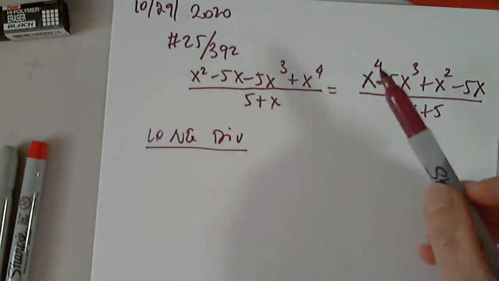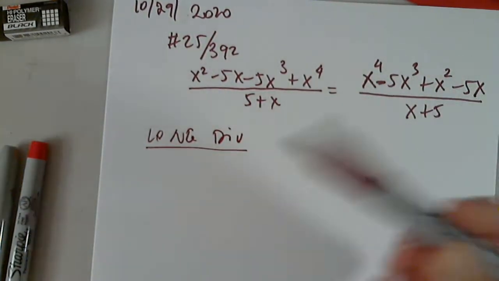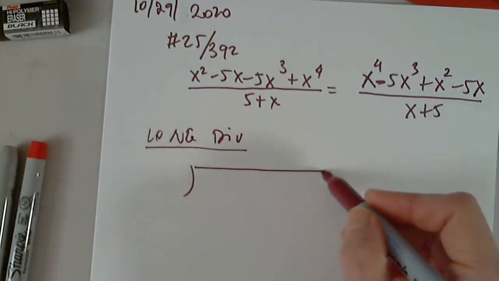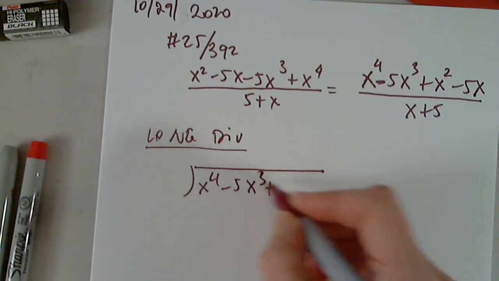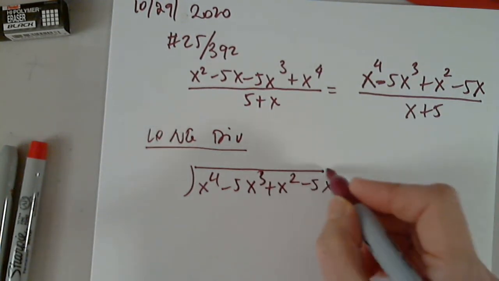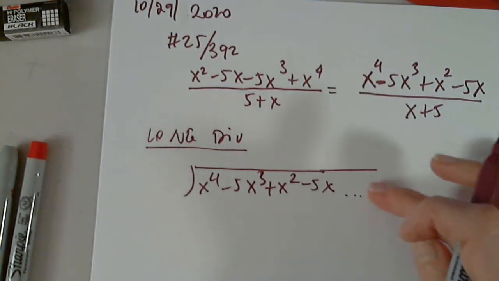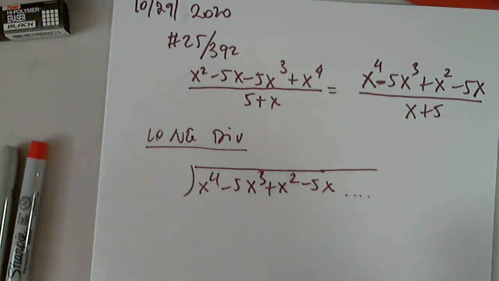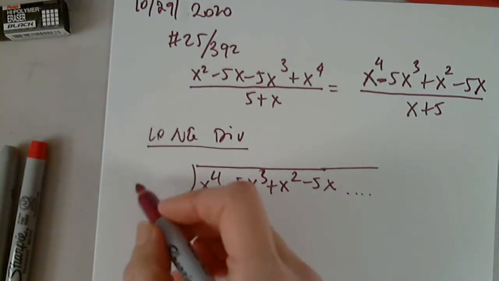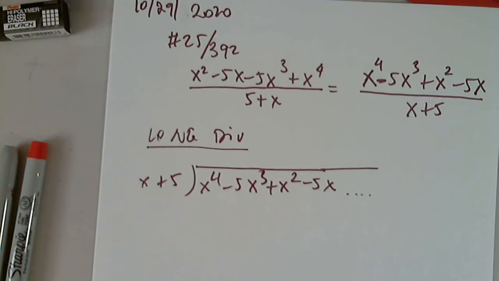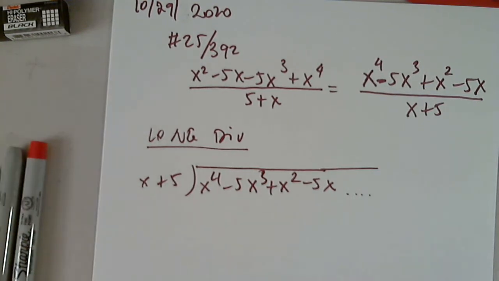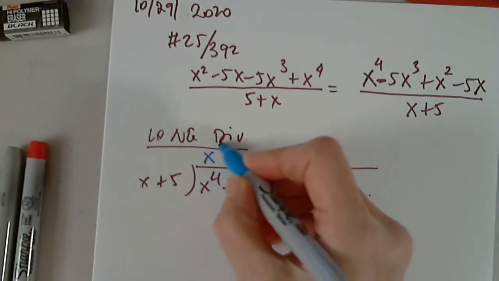For the long division, we realize that there is no missing term, so I don't have to leave any space. So I write x to the fourth minus 5x cubed plus x squared minus 5x. What is missing here is the last term, but who cares? It's at the end. I don't need to leave any space for it. X plus 5. And now my next question to myself is x times what is x to the fourth? And I will write x to the third.